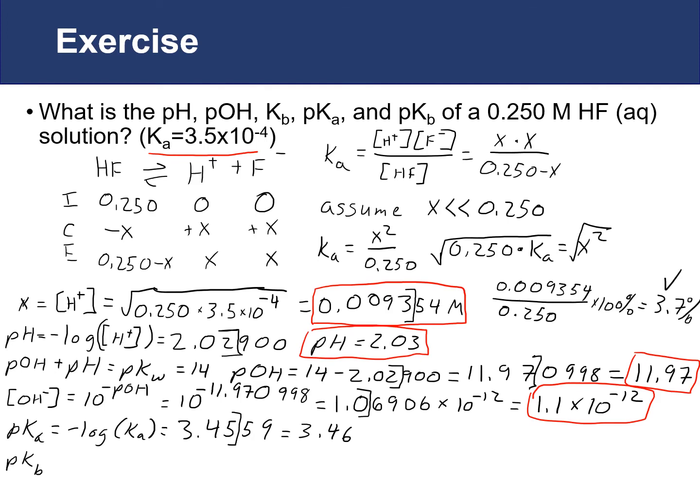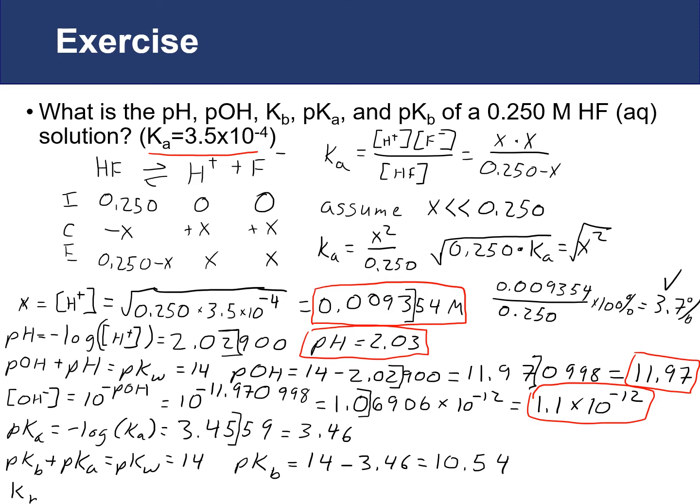Our pKb, so our pKb plus our pKa is equal to our pKw, which is 14. So our pKb would be equal to our pKw, 14, minus our pKa, so that would be 3.46, giving us a value of 10.54. The last value we need is the Kb.